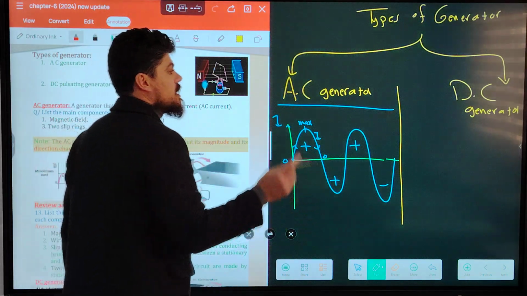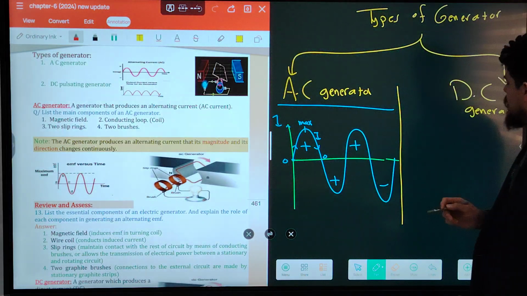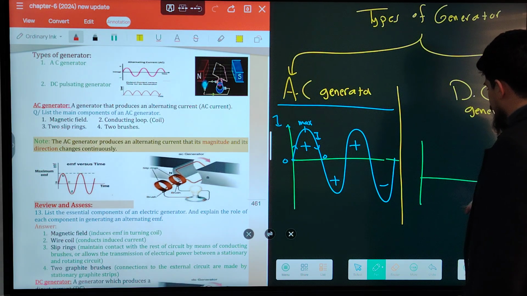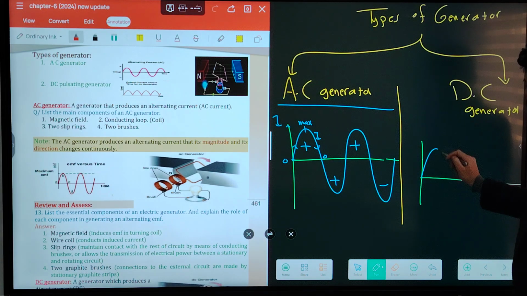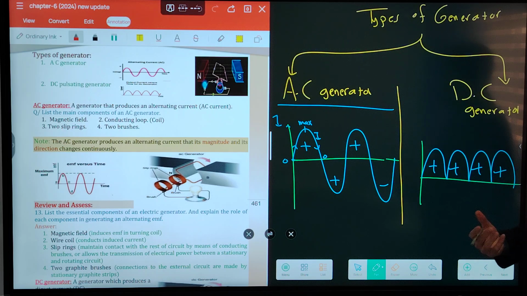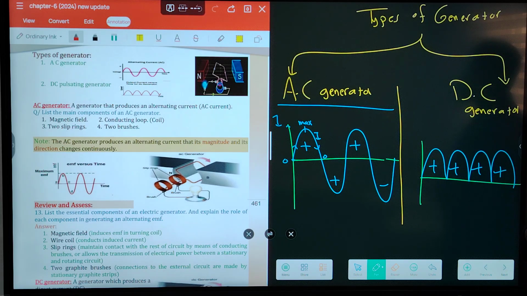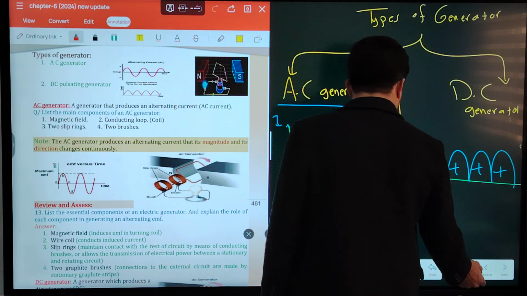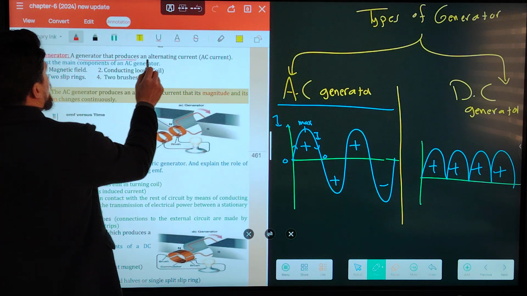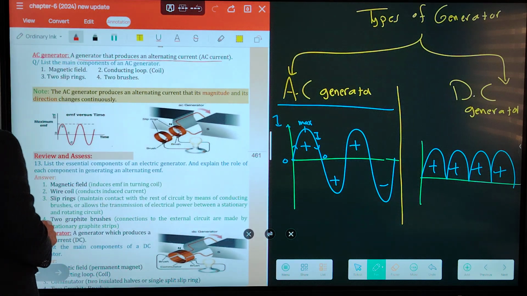But in a DC generator, a DC pulsating generator, only the magnitude changes. Its direction doesn't change because of the commutator. In which type of generator does only the magnitude change? In a DC generator. These are the types of generator. An AC generator produces alternating current, where both direction and magnitude of the current change.